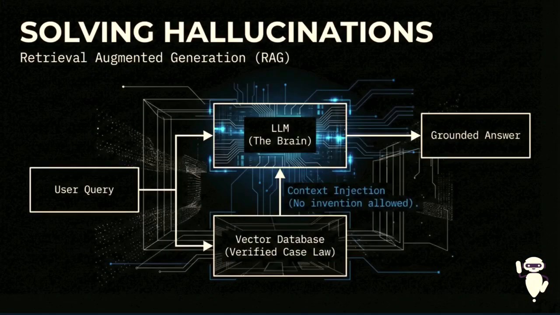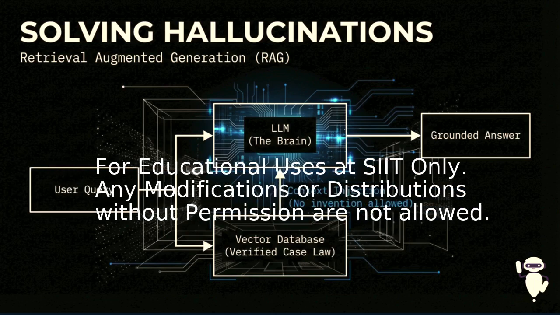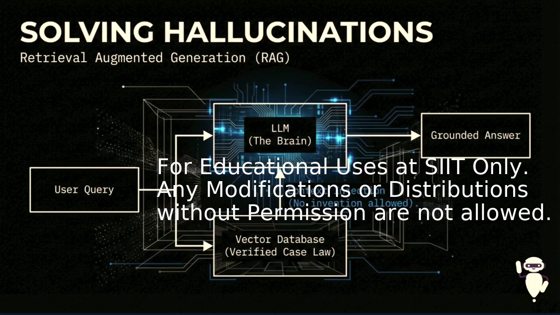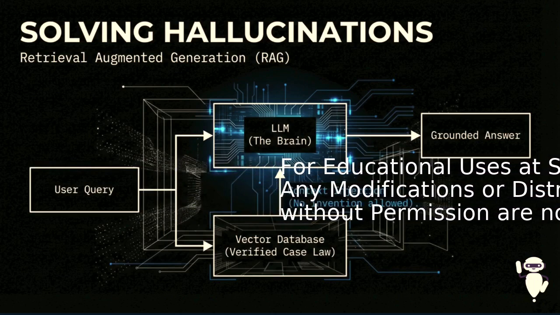Technically, this stops AI from inventing fake output. When the user asks a query, the system doesn't go to the LLM directly. It looks at the database and the verified data to ensure that the answer is grounded with factual data.